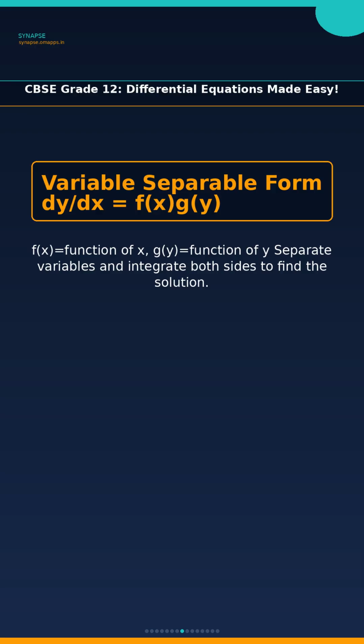One of the most useful formulas is this: dy/dx equals f(x) g(y), where f(x) is a function of x and g(y) is a function of y. This is the variable separable form. The goal here is to separate the x's and y's on opposite sides of the equation so you can integrate them individually.